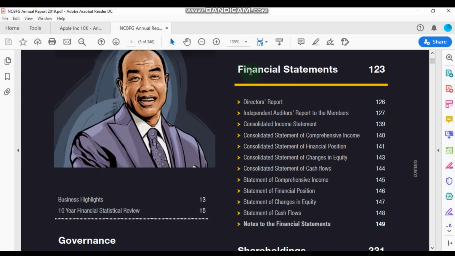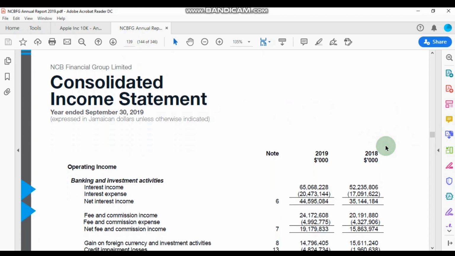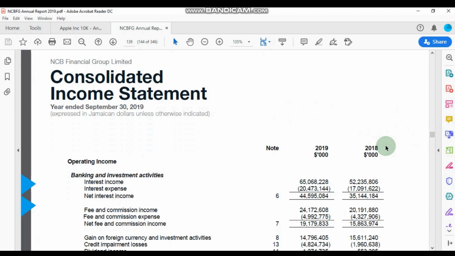We can see here from the table of contents that the company's financial statements begin on page 123. Now this document is 346 pages long. By the way, this is the Honorable Michael Lee Chin. He is the chairman of the MCB Financial Group. So here we are at page 139 and we are seeing the consolidated income statement for the MCB Financial Group for the year ended September 30th, 2019.